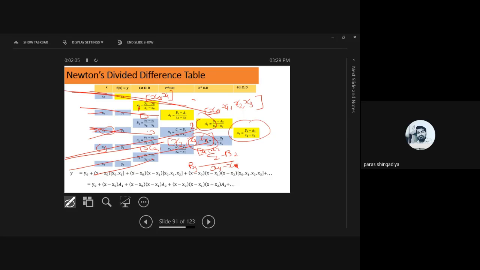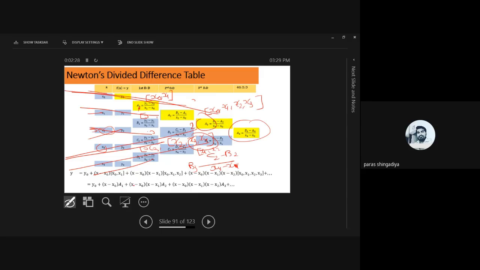Clear? So now which values will we consider in the formula? Check the formula again. We have Y0 plus x minus x0 into the difference x0, x1. What is the meaning of x0, x1? The first value in this third column. That is called x0, x1, and here we use the notation A1. So after that we'll use this formula in each example: A1, A2, A3, A4 and so on.